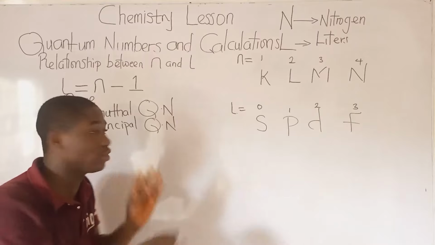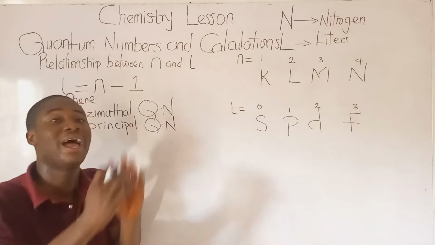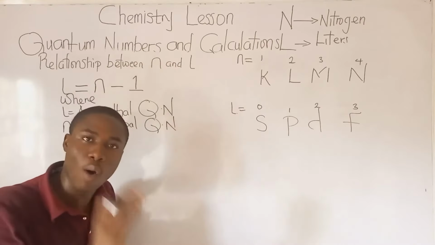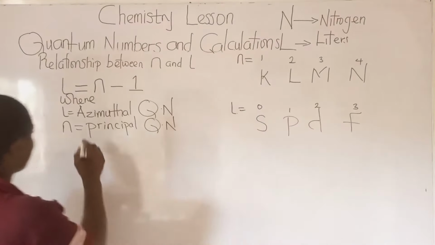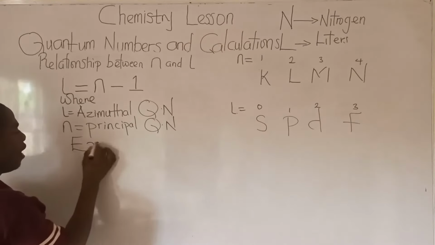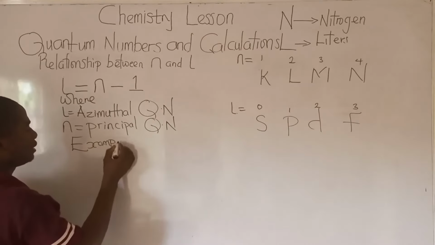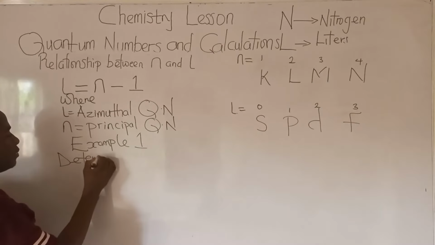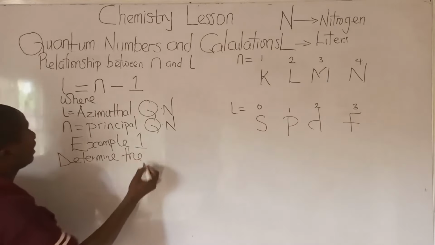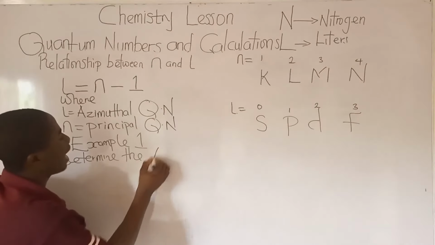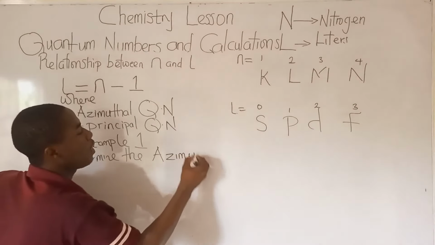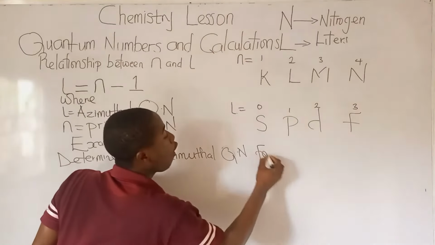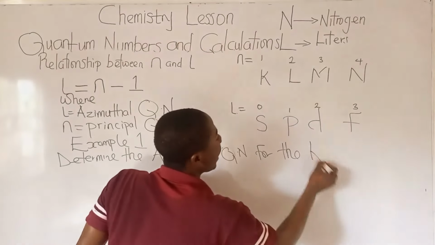So with all this said, let us quickly tackle some practice questions, whereby after solving, I'll give you yours to solve, and you do well to put the answer in the comment section below. So here is the question. Let's take the first example. Example number one, which is this: determine the azimuthal quantum number for the K shell.